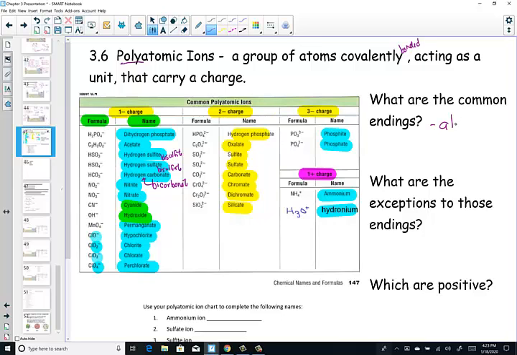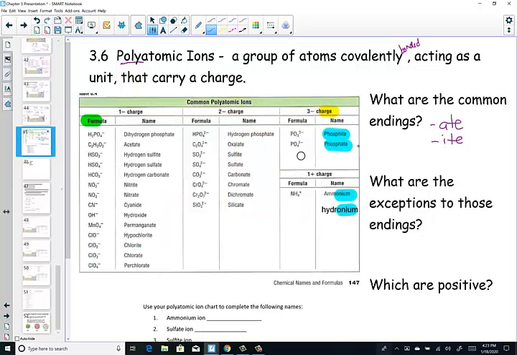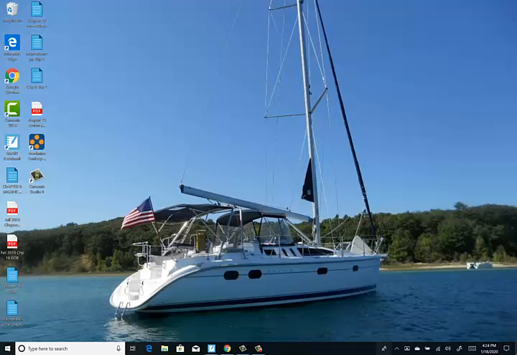Do you hear the endings ite and ate for the most common endings of the polyatomic ion chart? I'm hearing over and over phosphate, acetate, here's sulfite, sulfate, nitrite, nitrate. Ate or ite endings are the most common endings for polyatomic ions. Notice that these are mostly oxyanions. It means that it has a first letter, like the first elemental symbol.